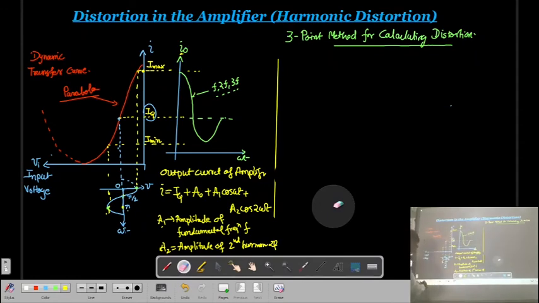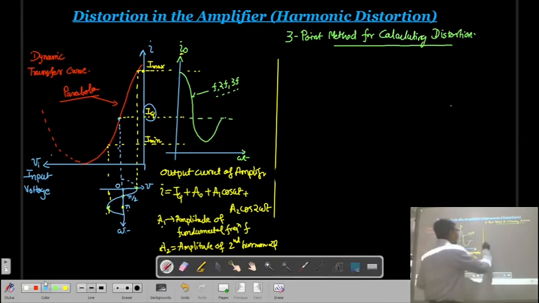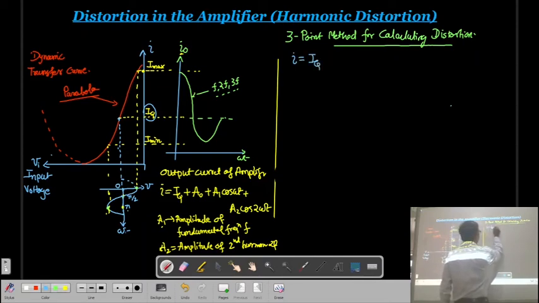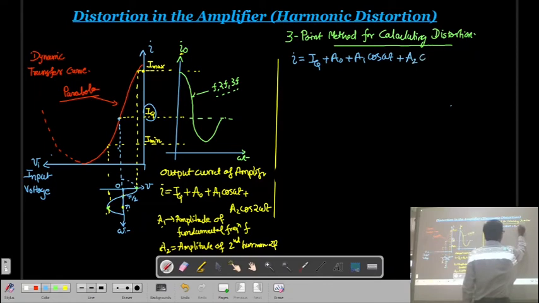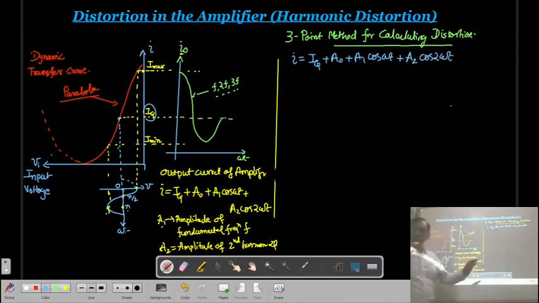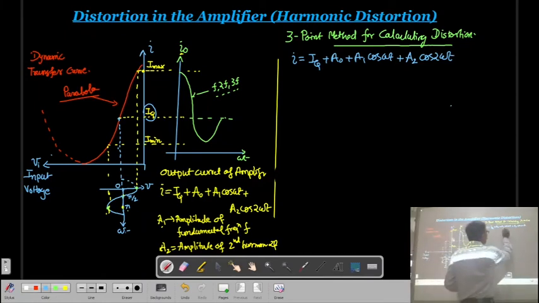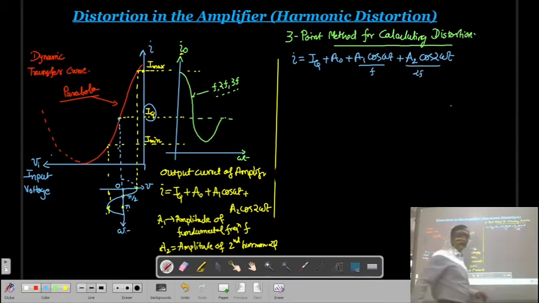Okay, so again I will write this expression that I is equal to IQ plus A0 plus A1 cos omega t plus A2 cos 2 omega t. So now it is clear that the output current contains the fundamental frequency F and the second harmonic 2F.